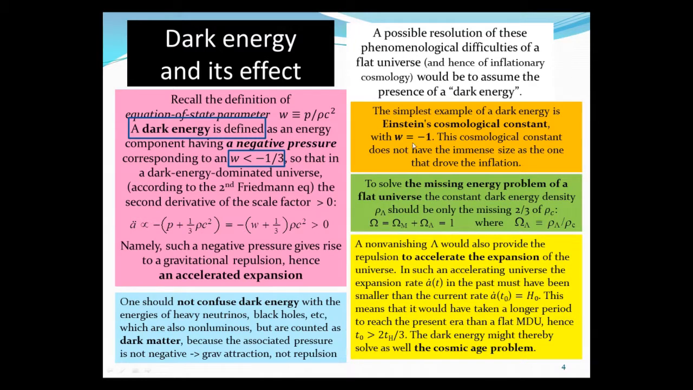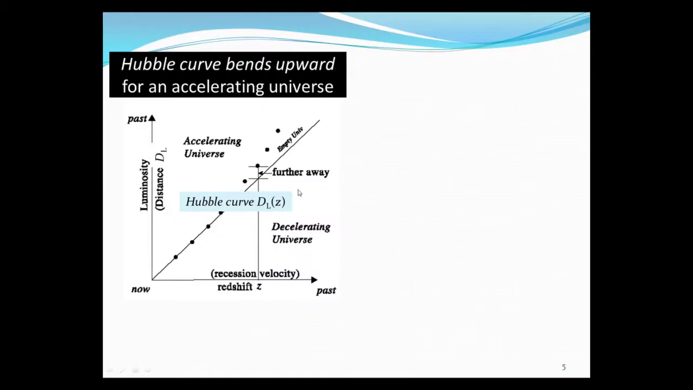So dark energy can potentially solve both the missing energy and the cosmic age problem. So let's look at the Hubble curve. I remember the Hubble diagram is a plot of the distance, in fact the luminosity distance from the source, and I guess it measures redshift. So the Hubble curve is the luminosity distance as a function of the redshift.